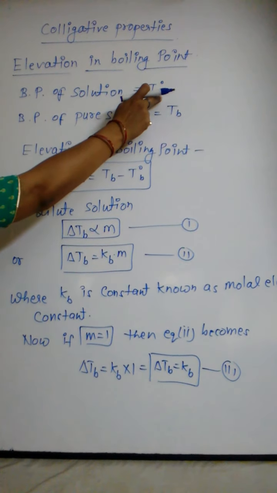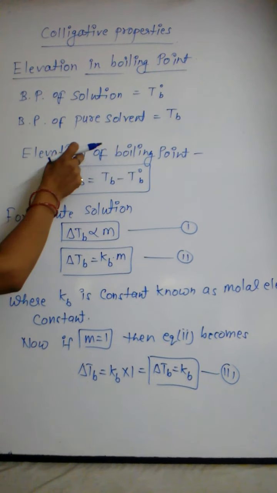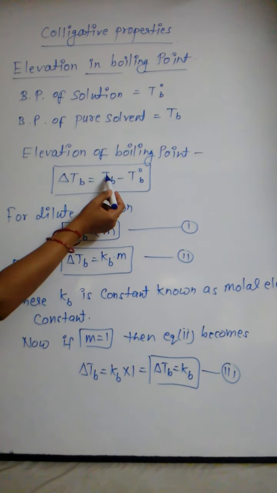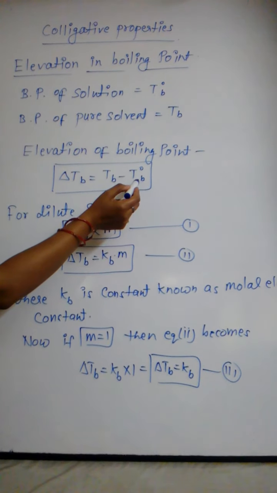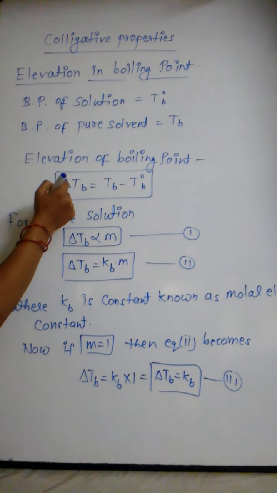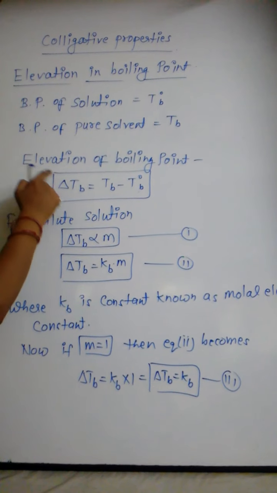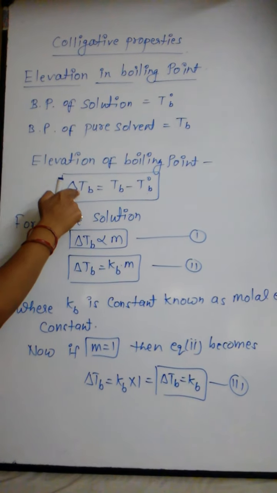Tb0 and the boiling point of the pure solvent is Tb. Then the boiling point of the solution is greater than the boiling point of the pure solvent. So the difference Tb minus Tb0, that is delta Tb, is called the elevation of boiling point.